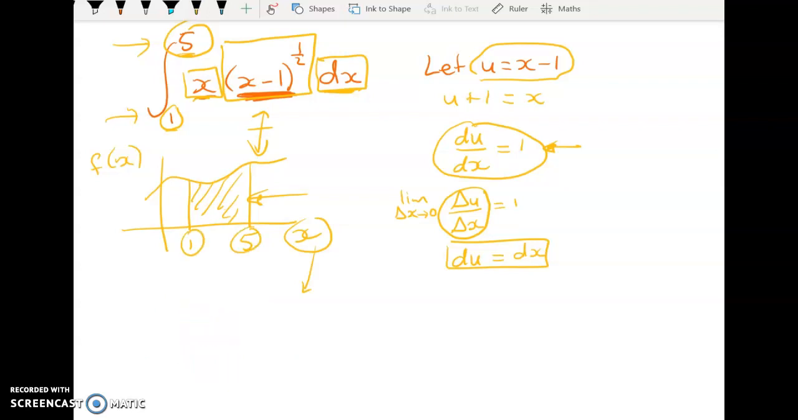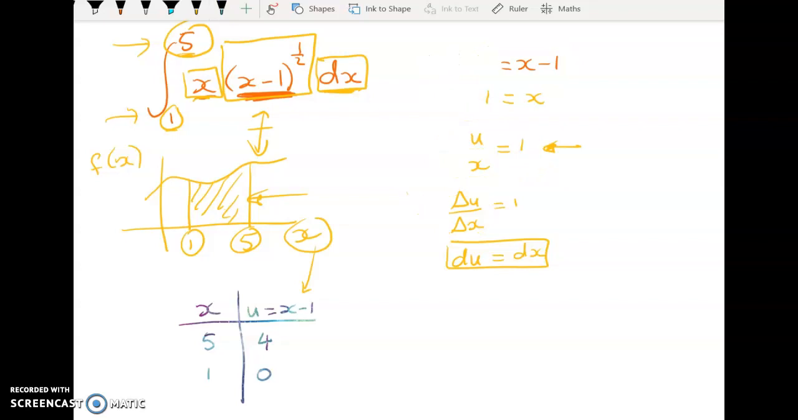Anyway, getting back to how we change those limits over, it's not too tricky, or it's certainly not in this case. We just do a little table. Here we've got the x limits, so we've got 5 and 1, and here we've got u. So u is equal to x take away 1, so we drop each of our limits by 1. And now we're ready to replace everything, so let's erase all of this, magically get ourselves some room.